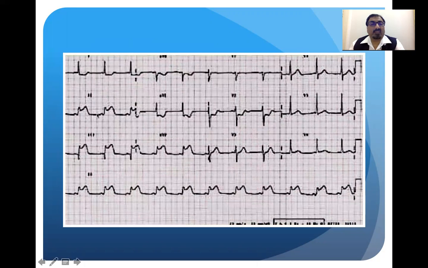The next ECG is suggestive of inferior wall infarction, which involves the right coronary artery. There is ST elevation in leads 2, 3 and AVF, and there is a reciprocal depression in the chest leads, particularly V2, and this is suggestive of right coronary artery involvement. And also there is ST depression in leads 1 and AVL. I'm sorry for the picture, which is not very good, but let's see further.